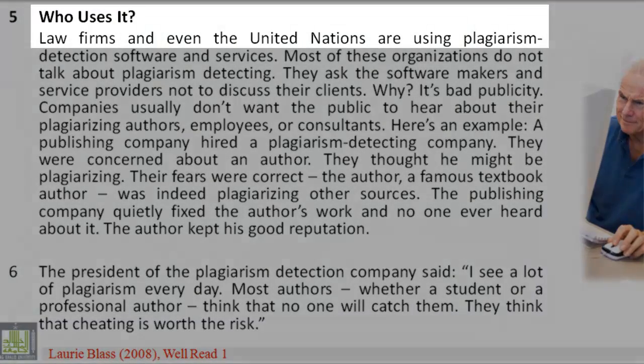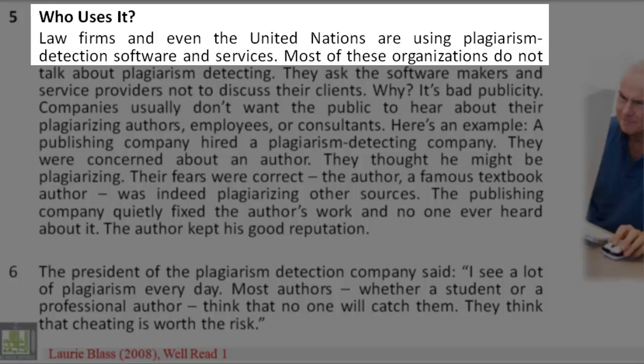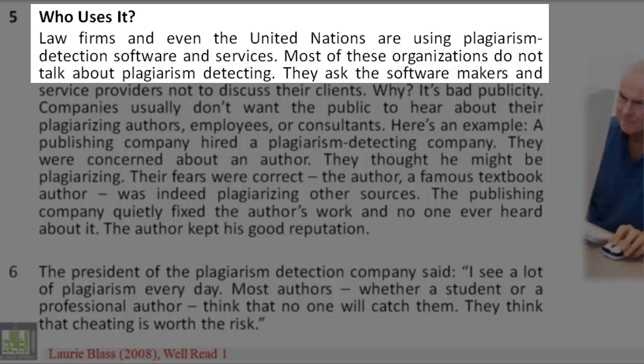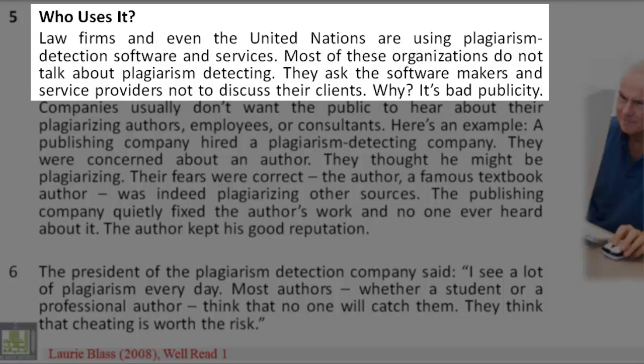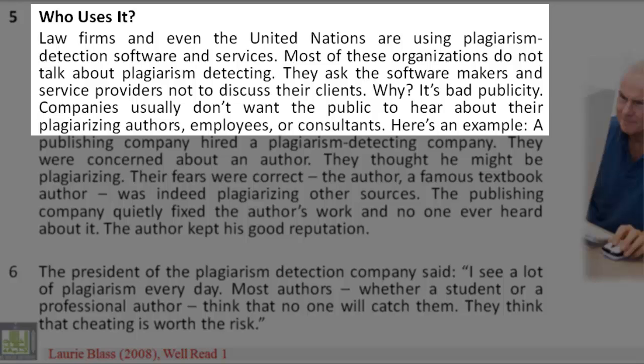Who uses it? Law firms and even the United Nations are using plagiarism detection software and services. Most of these organizations do not talk about plagiarism detecting. They ask the software makers and service providers not to discuss their clients. Why? It's bad publicity. Companies usually don't want the public to hear about their plagiarizing authors, employees, or consultants.